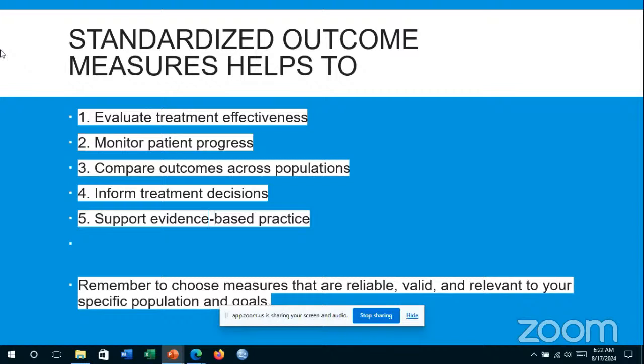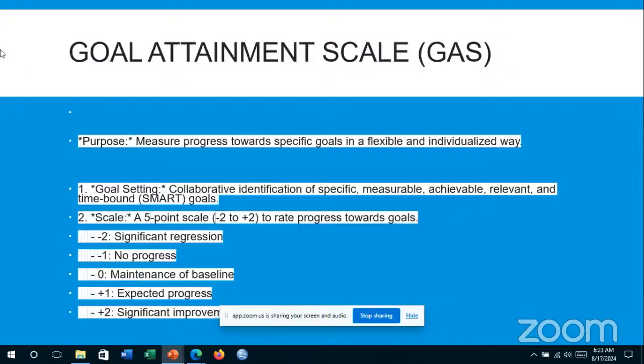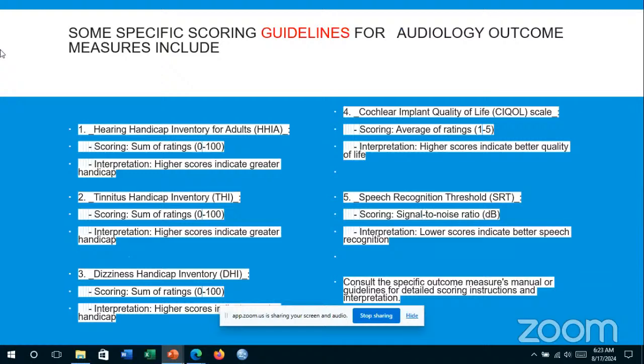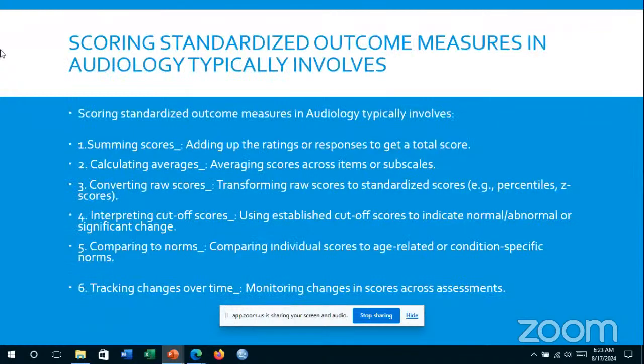So the GAS has its own format as well. If you talk about the scale, that is 5 points for progress towards the goal. Minus 2 gives us significant regression, minus 1 no progress, 0 maintenance of baseline, plus 1 expected progress. Each one can be used to measure the score. They are all standardized outcome measures.